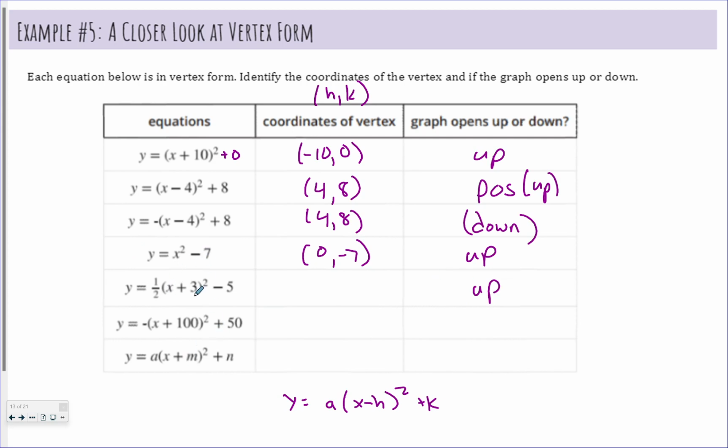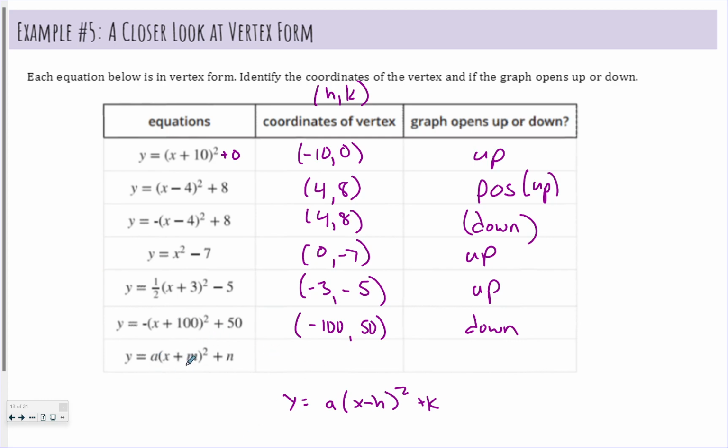What's the vertex? -3, -5. Again, change the sign, doesn't change sign. How about this one? Vertex, -100, 50. No sign change, no sign change. Open up or down? Down. So both of them will have that vertex at -100, 50, but if I were to remove the negative sign, it literally takes the parabola and flips it 180 degrees.